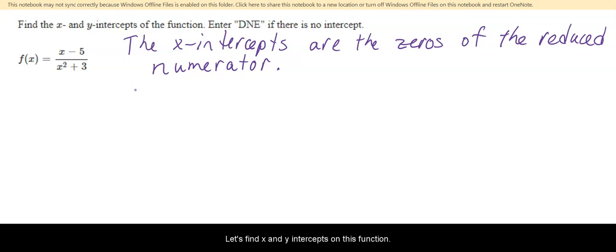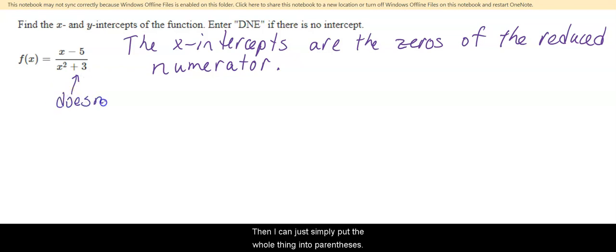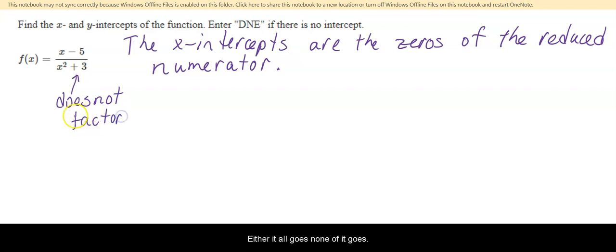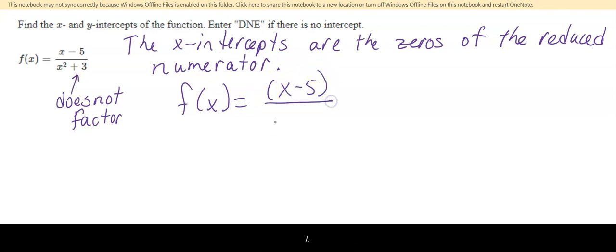Let's find the x and y-intercepts on this function. Since x squared plus 3 does not factor, I can just simply put the whole thing into parentheses. Either it all goes or none of it goes. So my reduced form for the function is going to be exactly what it is in the first place: x minus 5 divided by x squared plus 3.